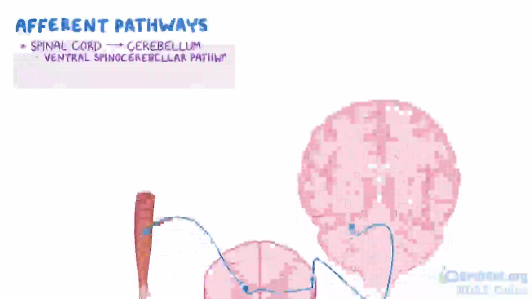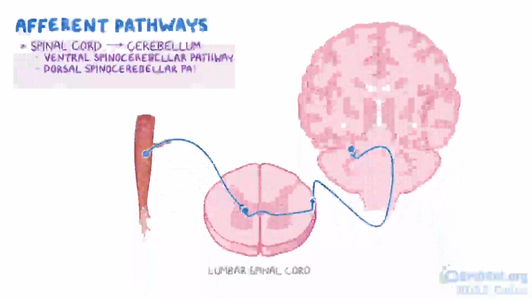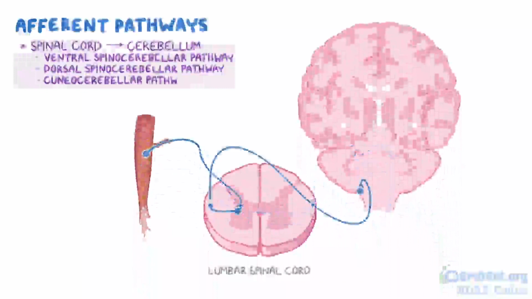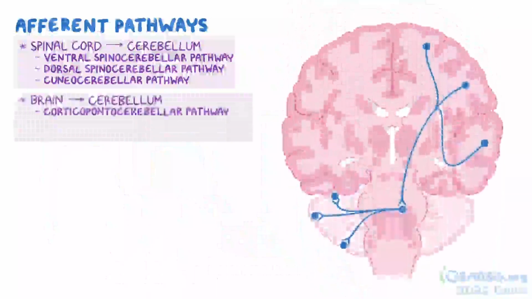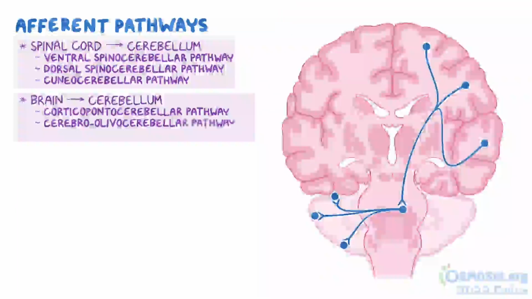Major afferent pathways from the spinal cord to the cerebellum include the ventral spinocerebellar pathway, the dorsal spinocerebellar pathway, and the cuneo-cerebellar pathway. Major afferent pathways from the brain to the cerebellum include the corticopontocerebellar pathway, the cerebro-olivocerebellar pathway, and the cerebro-reticulocerebellar pathway.